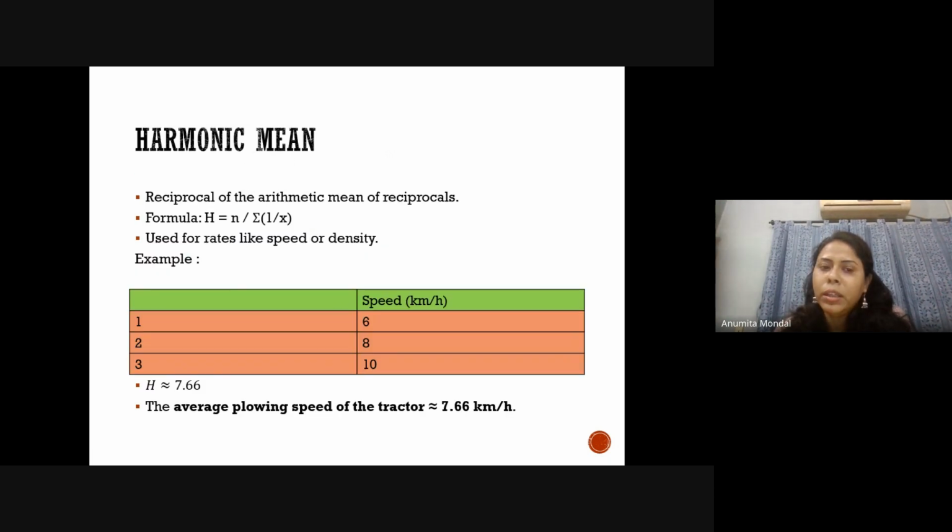Next is the harmonic mean. The harmonic mean is the reciprocal of the arithmetic mean of reciprocals. In this case, the formula is H = n divided by the sum of 1 by x. Here the first column is for x and the second column is for the speed, the speed of the car or anything. So here H is 7.66, and we can say that the average pulling speed of the tractor is 7.66 km/h.